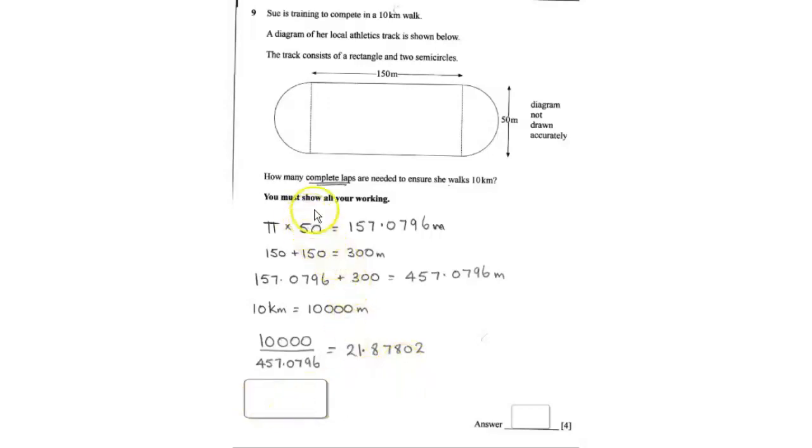But the question is asking how many complete laps are needed to ensure she walks 10 kilometres. So we need to round it up a little bit. So it's 22 laps that would ensure that she would complete that distance.